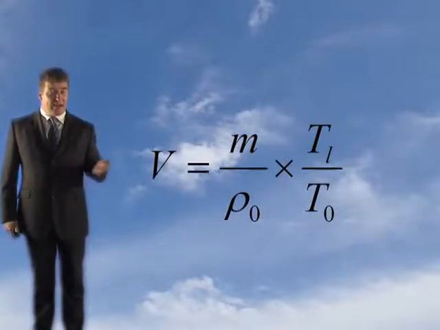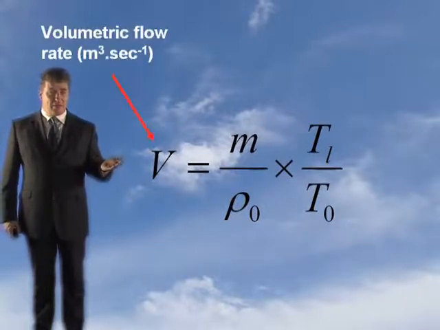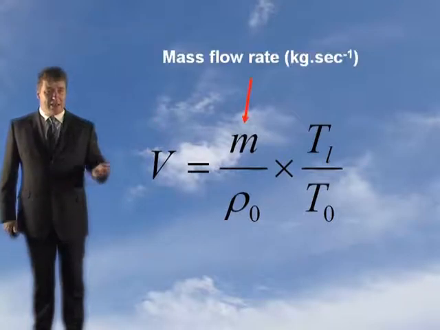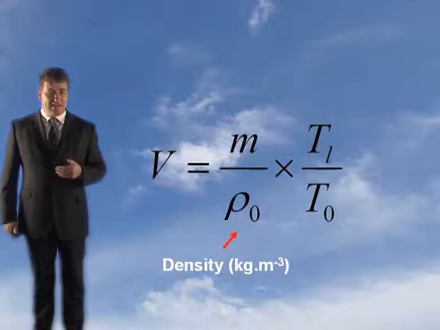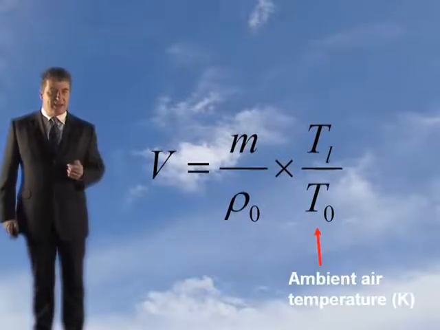V equals M divided by rho naught times TL divided by TO, where your V is your volumetric flow rate in metres cubed a second, your M is your mass flow rate of smoke in kilograms a second, your rho naught is density, TL is your absolute average temperature of the smoke, and TO is ambient air temperature.